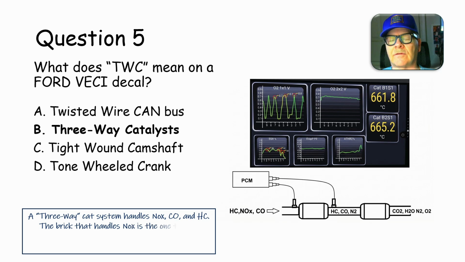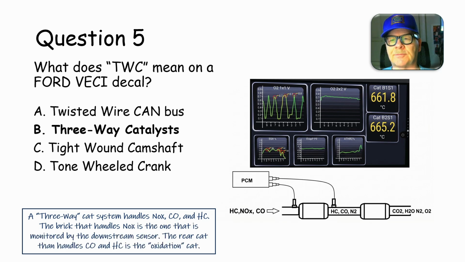Question 5, three-way catalyst. A lot of you probably knew that is what TWC means on that decal. It's down there next to HO2S, SFI, sequential fuel injection, and all that stuff. So anyway, the three-way cat system handles NOx, CO, and HC. The brick that handles NOx is the one that's closest to the engine. That's the light-off cat, and it's monitored by the downstream sensor.